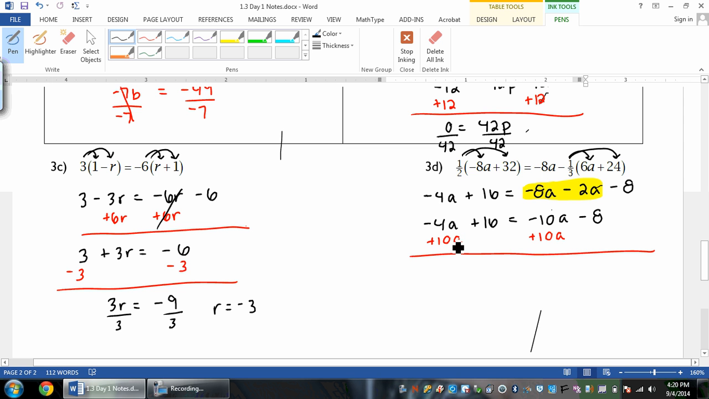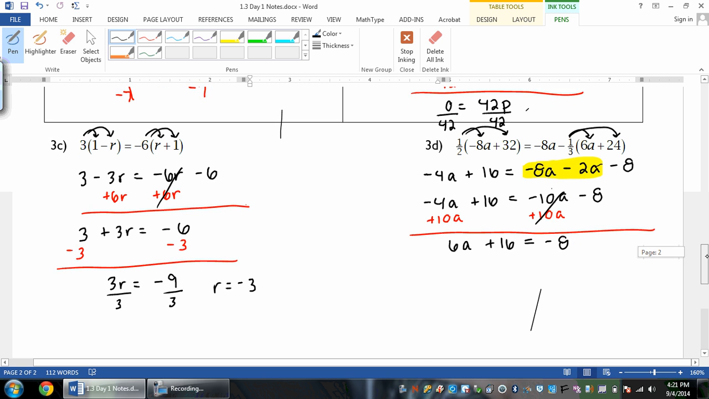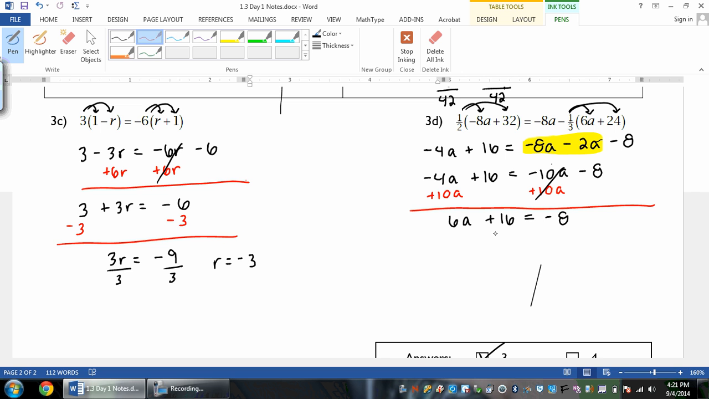Negative 4a plus 10a is going to be 6a. I'm going to drop down the plus 16 and the equal sign. Negative 10a plus 10a cancels out. You're left with negative 8. My next step would be to subtract 16 from both sides.